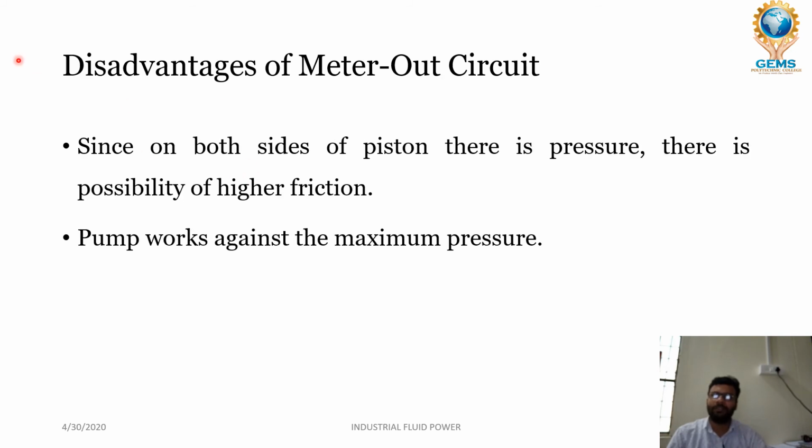And some disadvantages of the meter out circuit: since there is pressure on both sides of the piston, there is a possibility of higher friction. So higher friction may happen. The pump works against the maximum pressure. It means the exit pressure will be high. And one more thing, here we are not keeping the flow control valve in the inlet line, so the pump has to work against the maximum pressure.